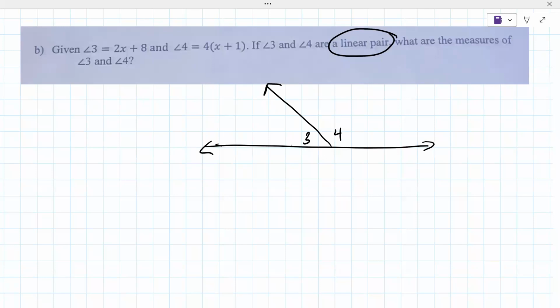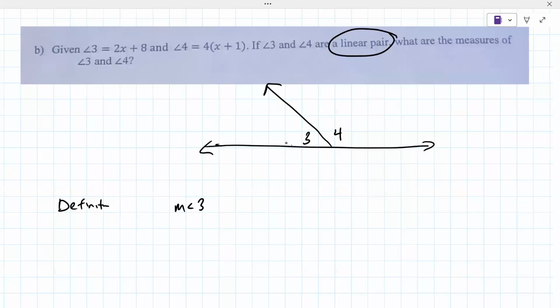Wait, Matthew, what'd you say again? Sorry. The first thing is to ask you to draw something, but it doesn't matter whether this is 3 and this is 4, or this is 4 and this is 3. More importantly is the definition. What do you know about the two angles that make up a linear pair? Are they congruent or do they add up to something? Seems like it adds up to something.